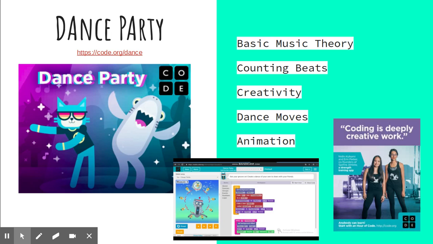Dance Party, some very basic music theory. Students learn to count the beats. Also creativity. They can have their characters dance in the way they want, and they can have a whole team of dancers, and it's very, very fun. It also shows about how animation is made, and it's a very, very creative activity.